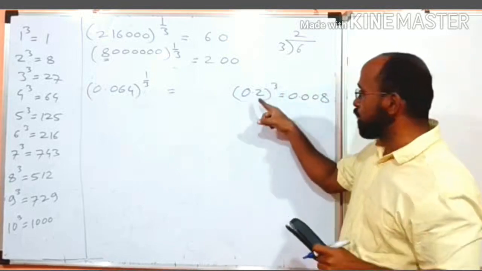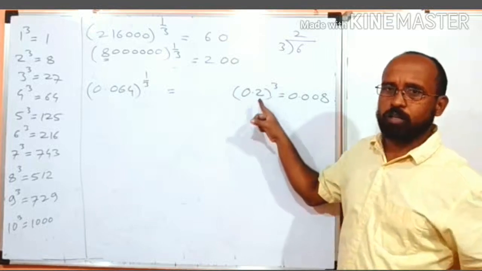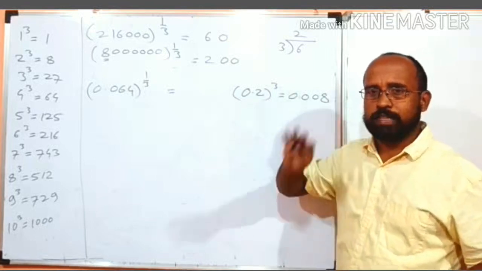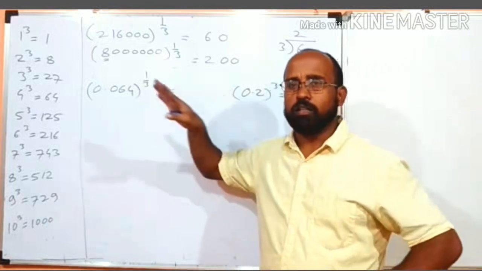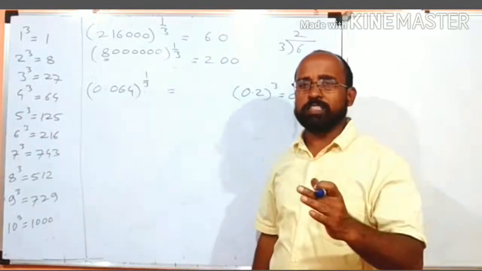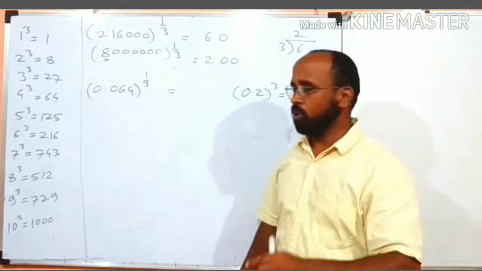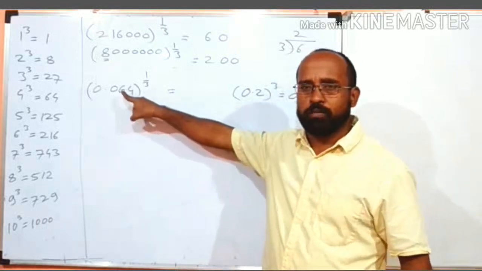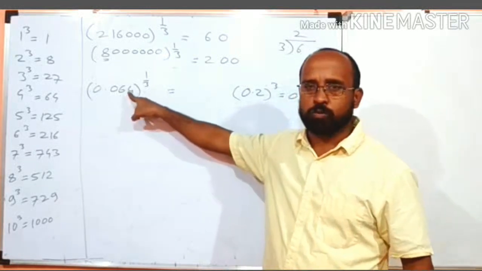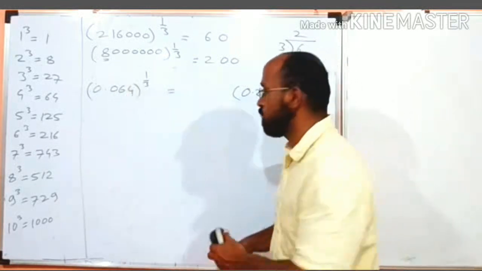Right? So in the cube of a decimal number, the decimal digits get tripled. So naturally in the cube root of a decimal number, its decimal digits will get 1/3. So what we have to do? Find the cube root of the given number. What is the number? The number is 64. So what is the cube root of 64? That is 4.